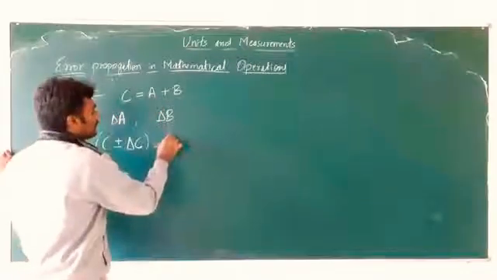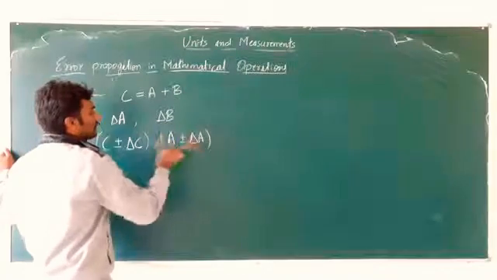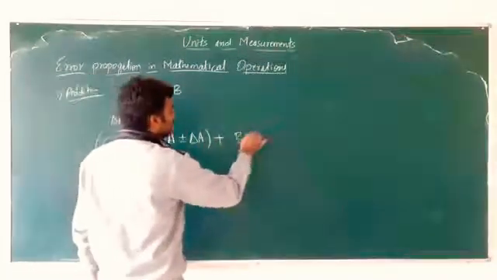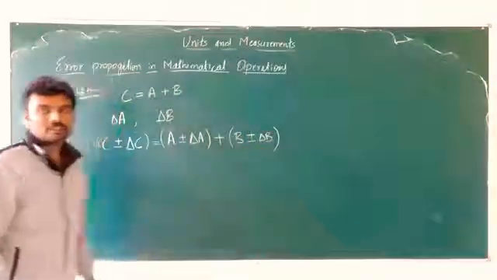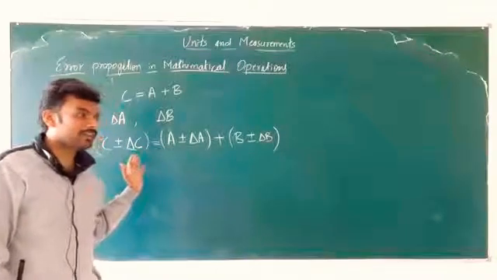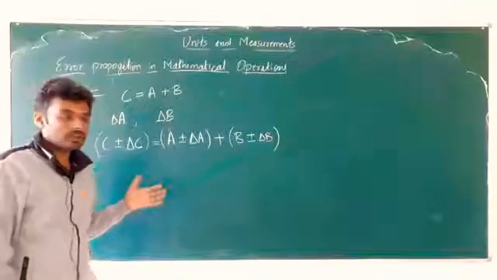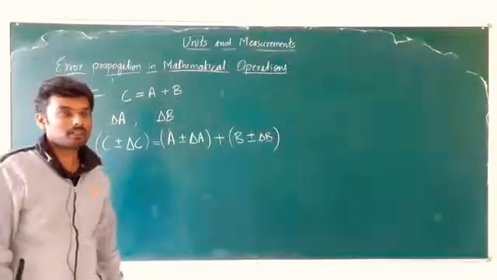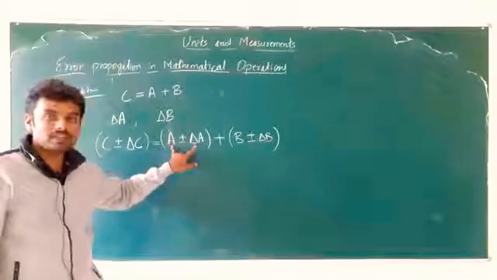And for A, it is going to be A plus or minus delta A, and for B, it is going to be B plus or minus delta B. This is how we represent it, right? Even earlier, when we discussed the mathematical way of expressing absolute error, relative error and percentage error, it was the same way. This is how we should keep the final answer.